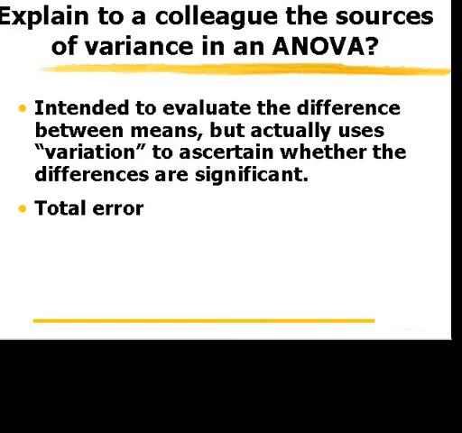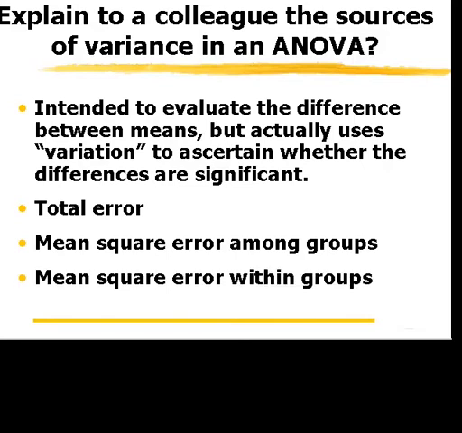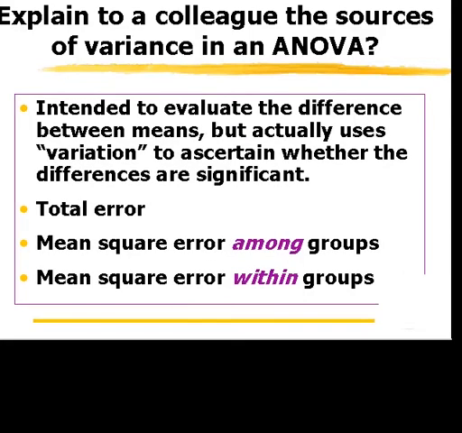So the different sources of error are, first, the total error, the mean square error among groups, and so these are the key words in this instance, among groups, and then the mean square error within groups. So focus upon the key words among the groups and within the groups, because this is going to help you understand when we get to the global F test why the difference between those means or among those groups is considered to be significant or not.